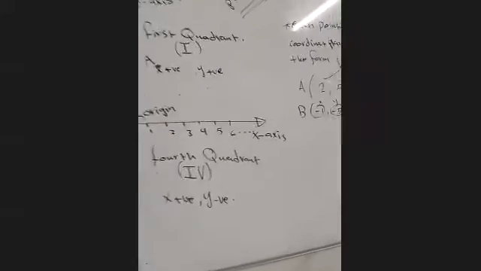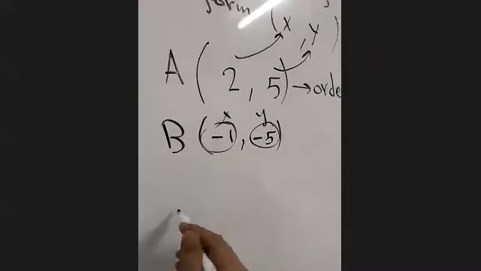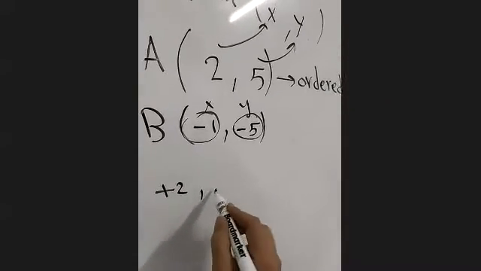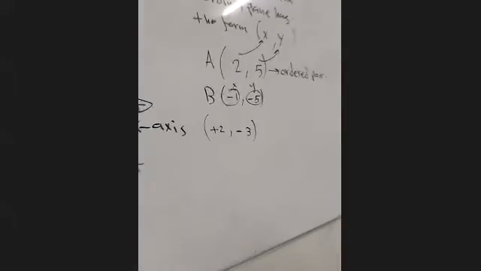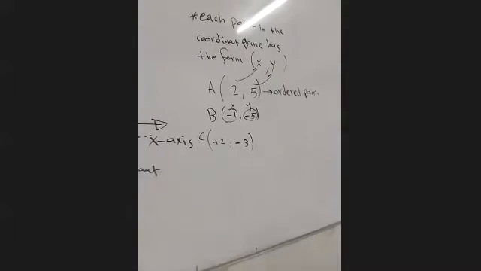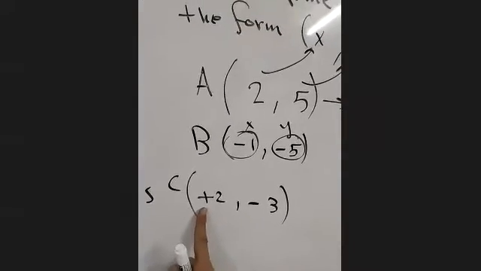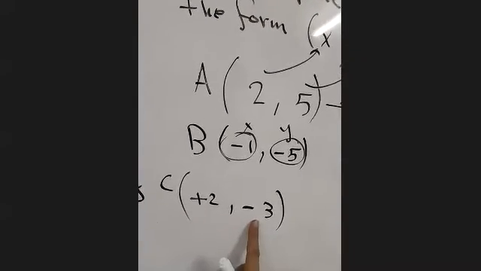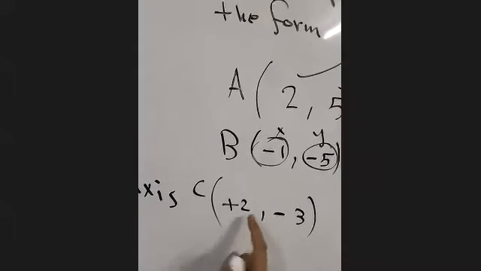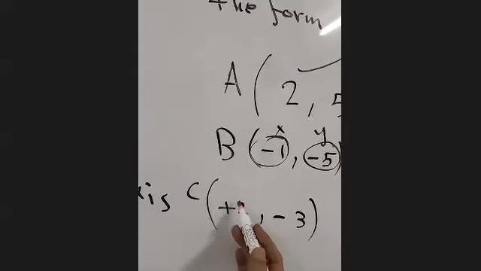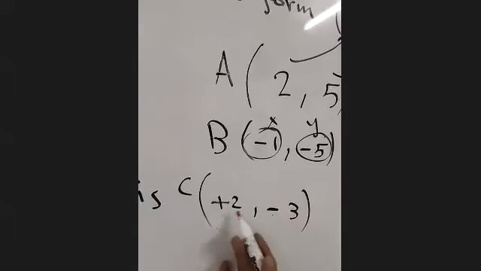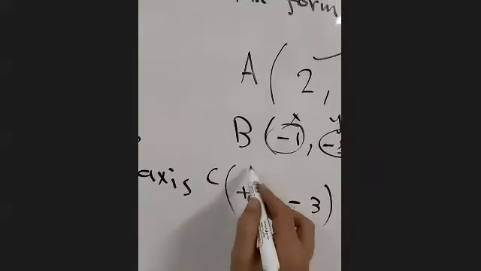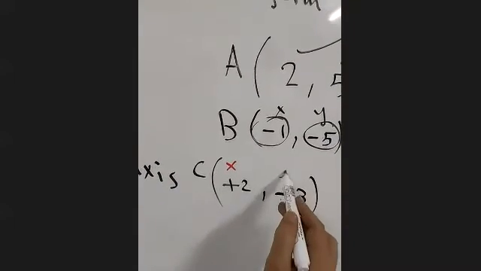Now, for example, +2 and -3. I will call it C. Names, only names. The first number is only for x. The second number is y. So I will go to the x-axis and search for +2. Then I will go down. Why will I go down? Because we have a negative value, until I have -3. So first I go to x, then I move to y.